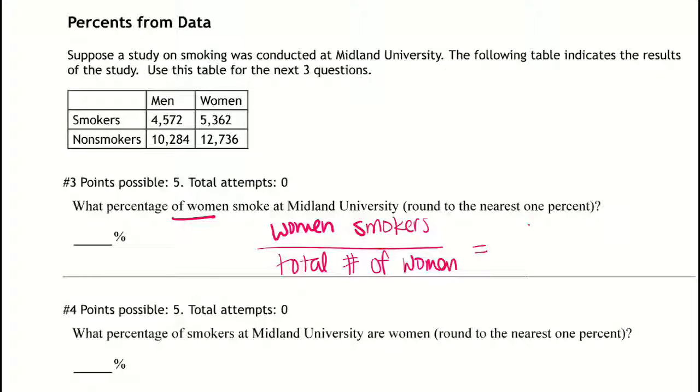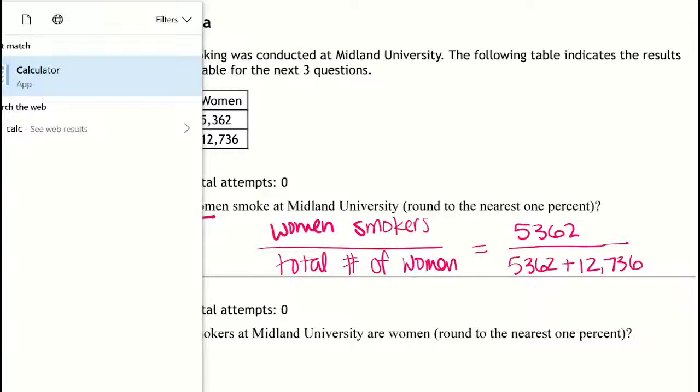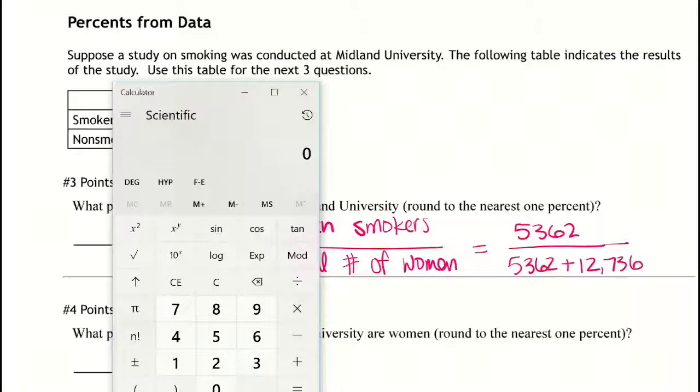So I set it up, and then now I plug those numbers into my calculator. And whenever we're dealing with percent, that's when we multiply by 100. And then we look to where we round to the nearest 1%. And we'll get our answer.